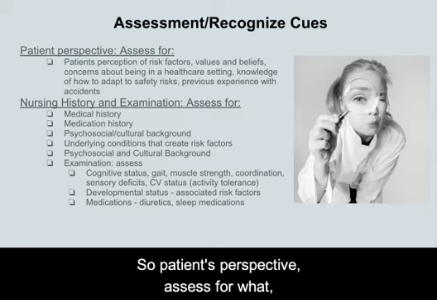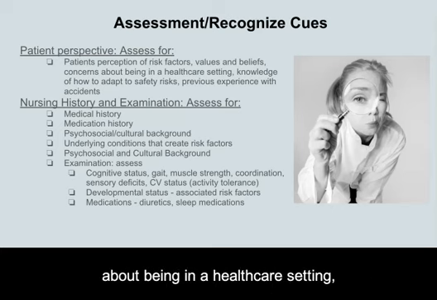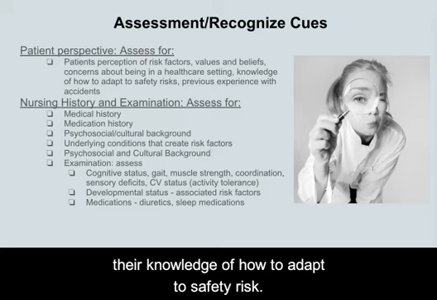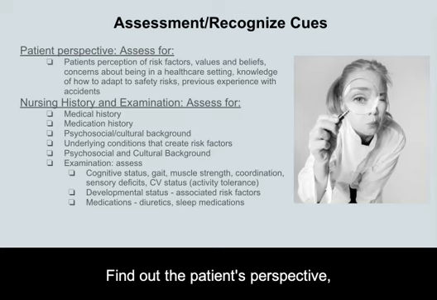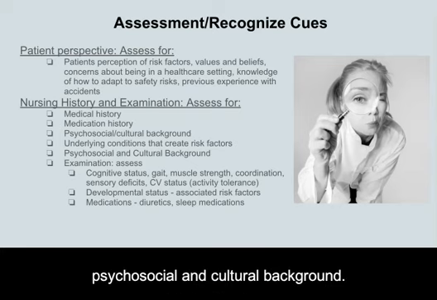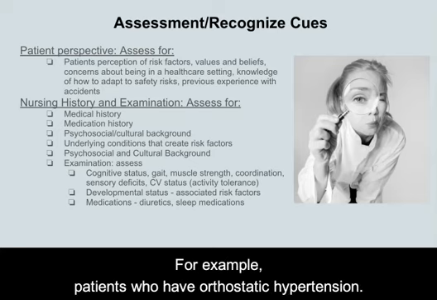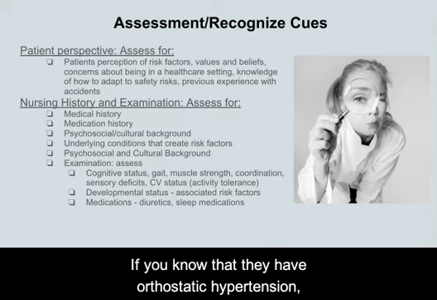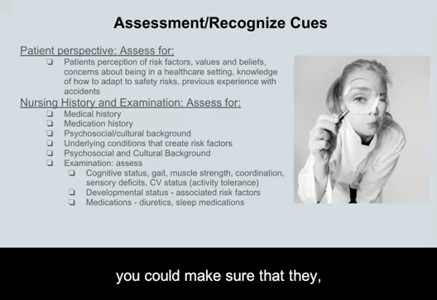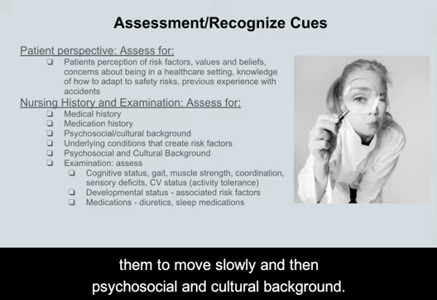So patient's perspective, assess for what are their values and beliefs about safety, about being in a healthcare setting, their knowledge of how to adapt to safety risks. Find out the patient's perspective. Then getting the nursing history. This is part of your assessment. Medical history, medication history, psychosocial and cultural background. Find out underlying conditions that they have that can create a risk factor. For example, patients who have orthostatic hypotension. If you know that they have orthostatic hypotension, you could make sure that when they're changing positions, we can teach them and help them to move slowly. And then psychosocial and cultural background.